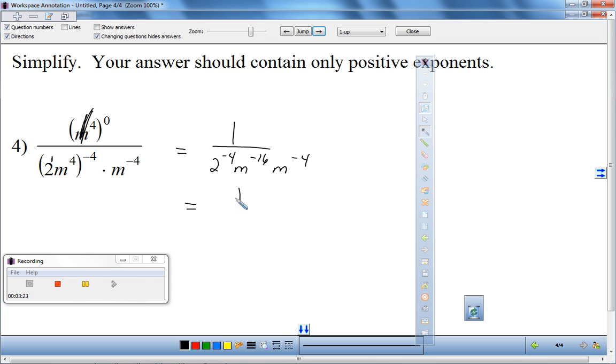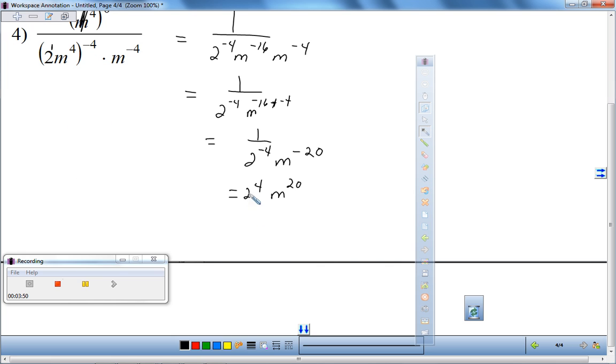So I'm going to combine these. We're multiplying them together underneath, so it's going to be plus, so that we end up with 1 over 2 to the negative 4 m to the negative 20. Now to get rid of the negative exponents, we bring them to the top. So we'll have 2 to the 4th m to the 20th, and we can clean this up: 2 times 2 is 4, times 2 is 8, times 2 is 16. So we end up with 16 m to the 20th.